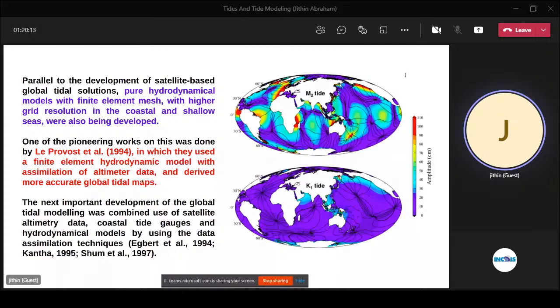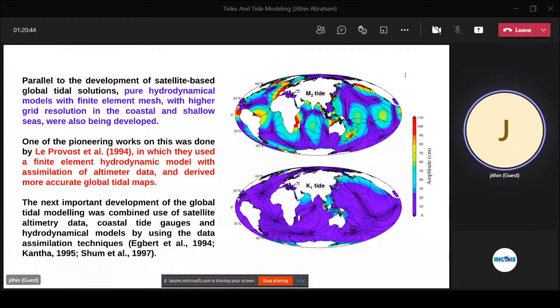The next important development of global tidal modeling was the combined use of satellite altimeter data, coastal tide gauges, and hydrodynamic models by using data assimilation techniques. Now most of these hydrodynamic model solutions use all this data and prepare better global tidal maps.